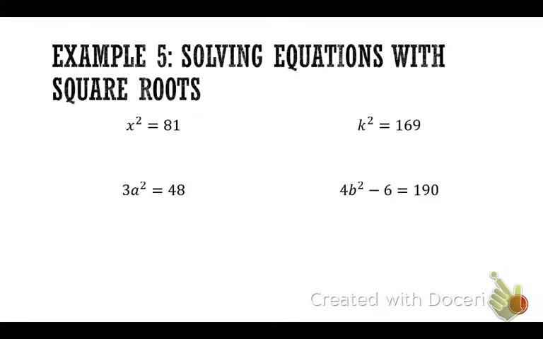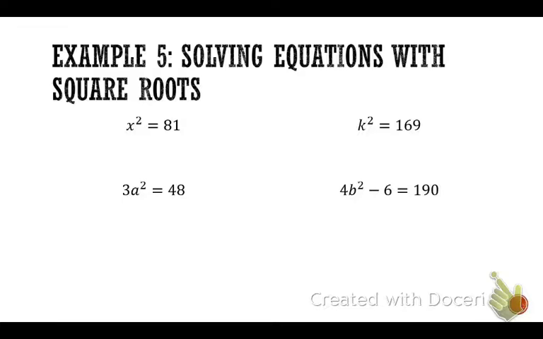Okay, so now we get to solving equations with square roots. When we're solving equations with square roots, it's very similar to solving equations in general. You have to get the variable by itself on one side. Well, that involves inverse operations, right? So if there's multiplication, I divide. If there's addition, I subtract. Well, in this case, we have an exponent of 2 that we have to get rid of. So that's where that inverse operation can help us.